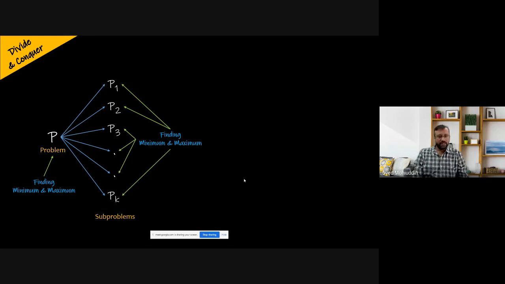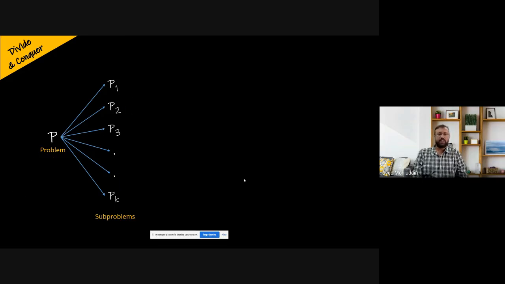Finding minimum and maximum is just an example. Let us take another example. Suppose we have a problem P of sorting a collection of elements. Then P1, P2, P3 should also be sorting problems. They cannot be a different problem. If P is a sorting problem divided into P1, P2, P3 until Pk, then P1 and P2 should not be finding the maximum element. Sorting means that each sub-problem must itself perform sorting.